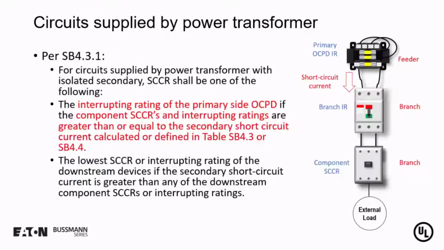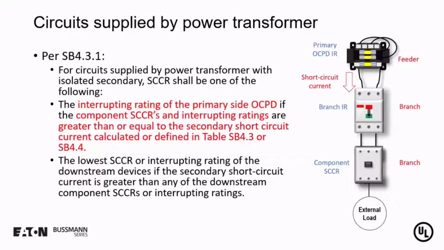Thanks, Dan. As Dan was just saying, we've got one method to increase the short circuit current rating of a panel. That's to use current limiting components in the feeder circuit. But there is another method, and that's using a power transformer. So let's examine how a power transformer can be used to increase the short circuit current rating of a branch circuit and ultimately the overall short circuit current rating of a panel.